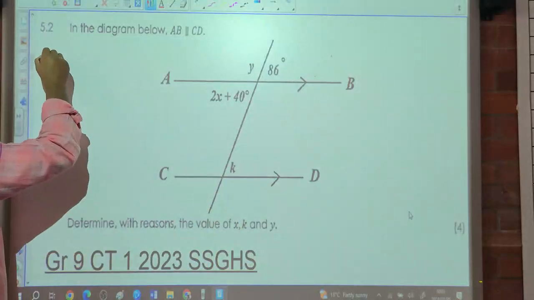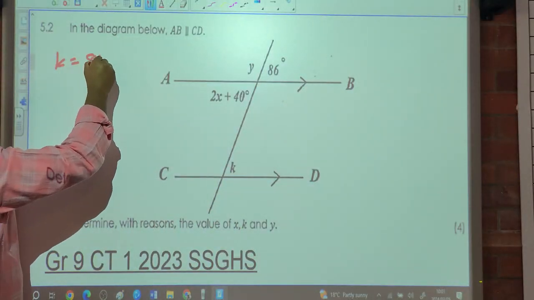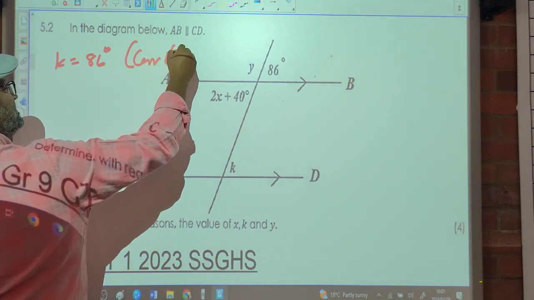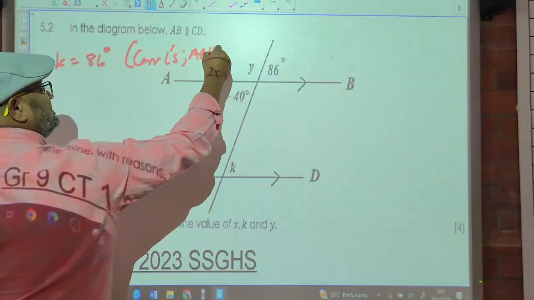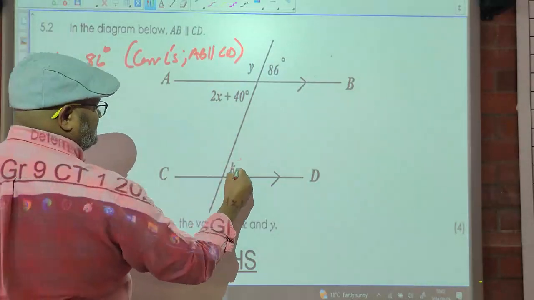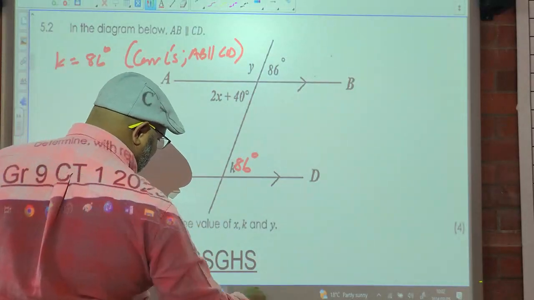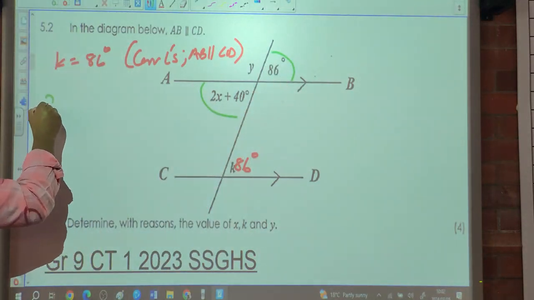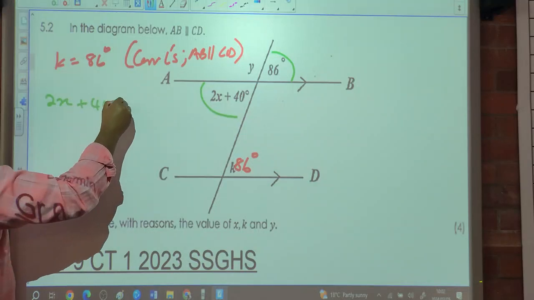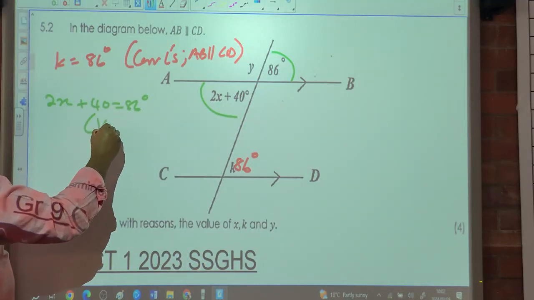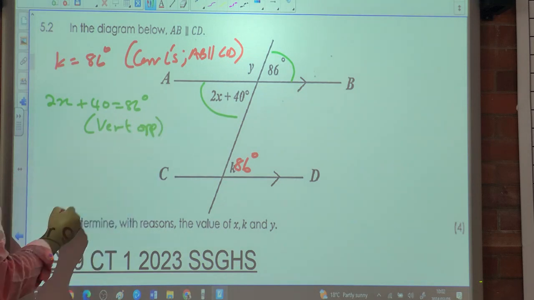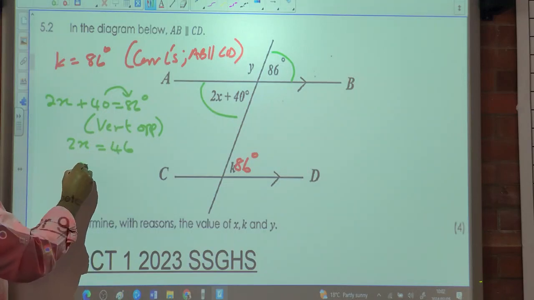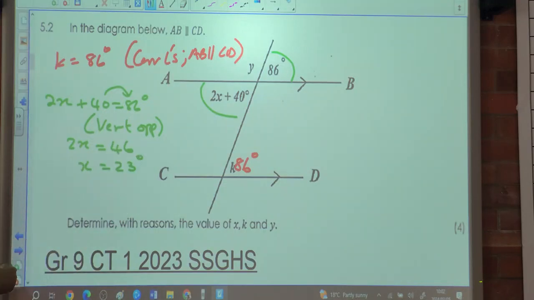So let's go with k. k is equal to 86. Why? Corresponding angles with AB being parallel to CD. So that is 86. How can you calculate x? Vertically opposite angles are equal, not so? So 2x plus 40 equals 86 degrees. Solve for x: 2x is equal to 46, divided by 2 is 23 degrees.